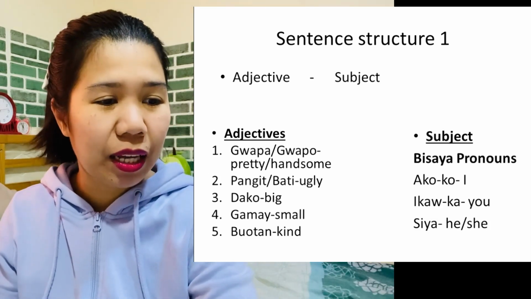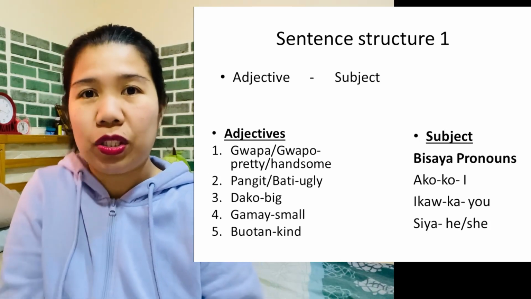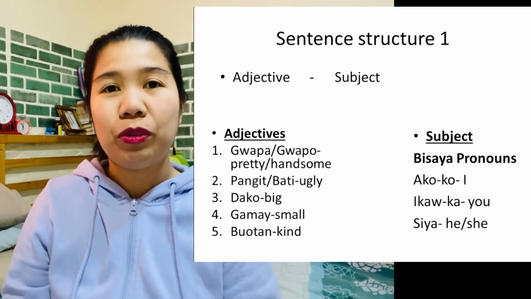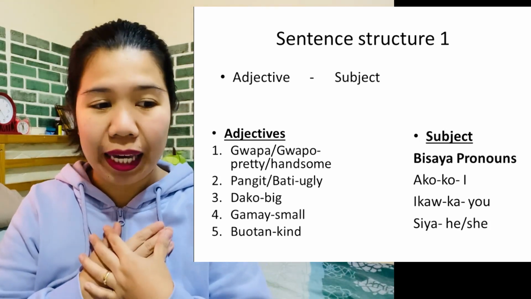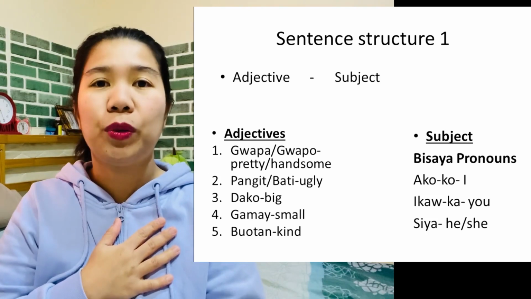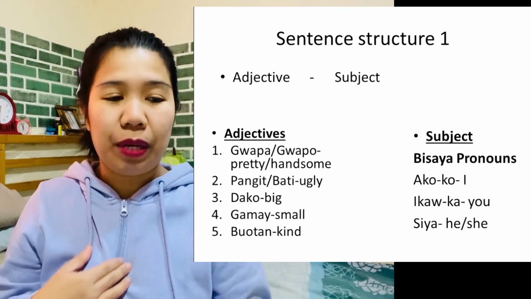Okay, and then our subject for this structure would be pronouns. So we will be using Bisaya pronouns as subject here. We have ako or ko, which means I. Ikaw or ka, which means you. Siya means he or she.